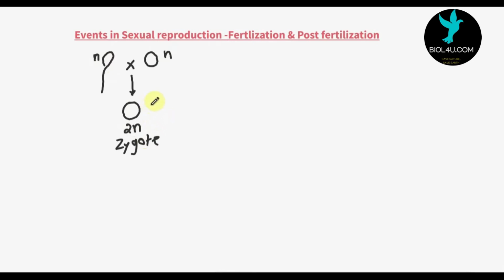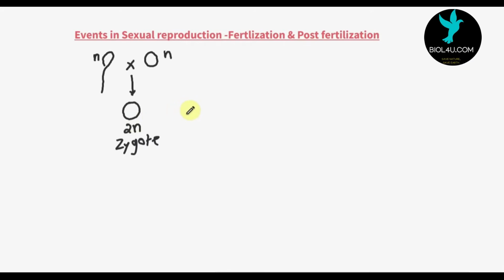This is the most vital event in sexual reproduction, the most important event. Without fertilization, the diploid condition cannot be maintained, and the organism cannot be produced as a diploid individual. So to maintain the diploid condition of the individual, fertilization is very essential. Fertilization is the most crucial event in the process of sexual reproduction.